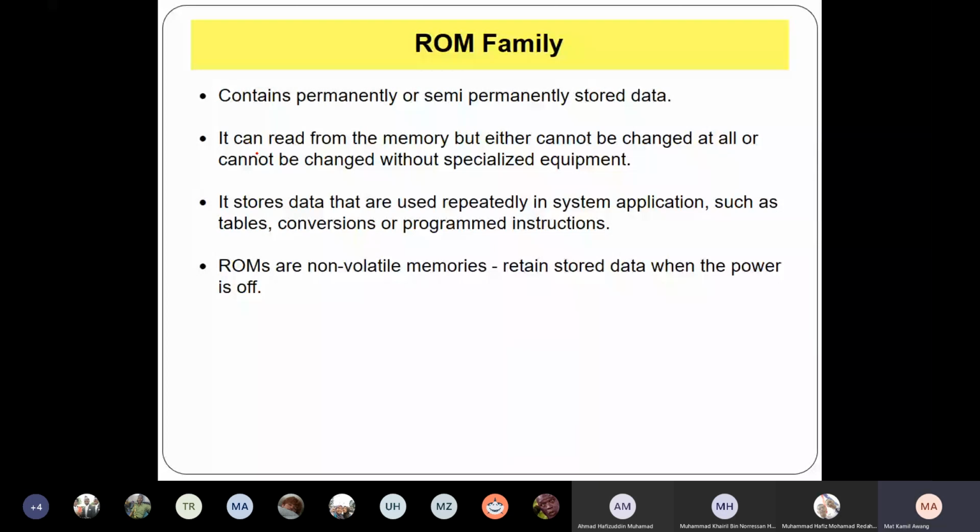And there are ROMs which you can write once, then you cannot change anymore. If you want to change, you have to throw it away and put in a new ROM. It stores data that are used repeatedly in system applications, such as tables, conversions, or program instructions. ROMs are non-volatile memories, retaining stored data when the power is off.